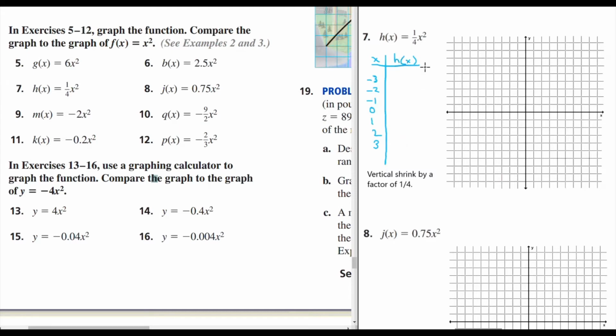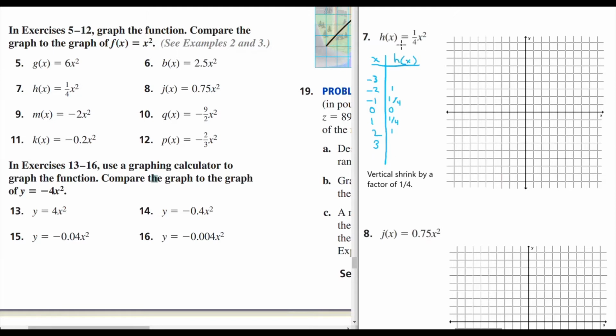But let's do this anyway. So input 0, you get 0 times 1/4 is 0. Input a 1, you get 1. 1 times 1/4 is 1/4. Input a -1, turns into a positive 1 when you square it and multiply by 1/4, you get 1/4. Input a 2. 2 squared is 4 times 1/4 is just 1. Input -2, you also get out a 1.